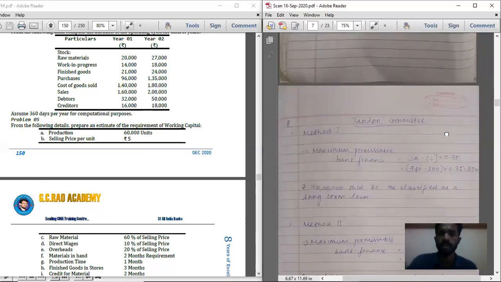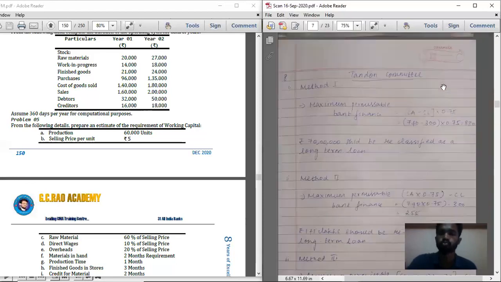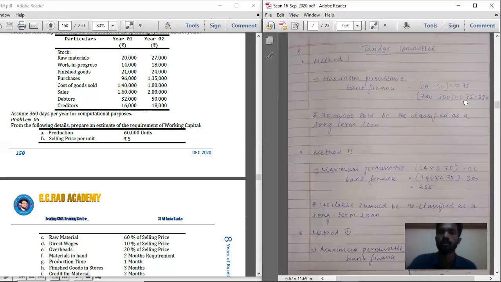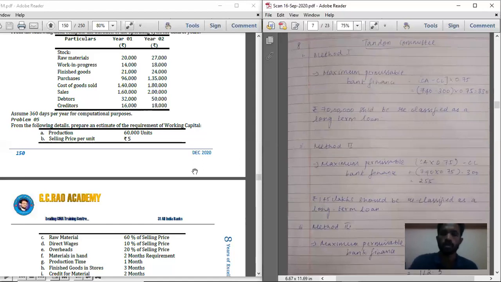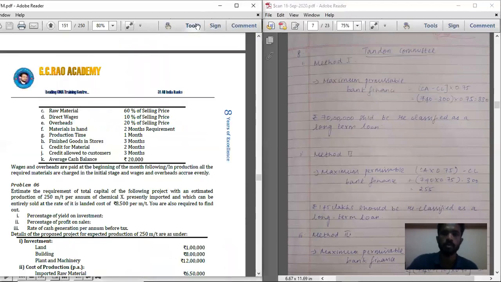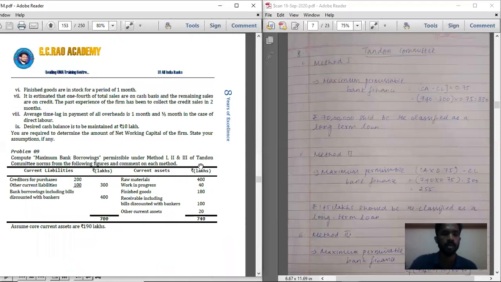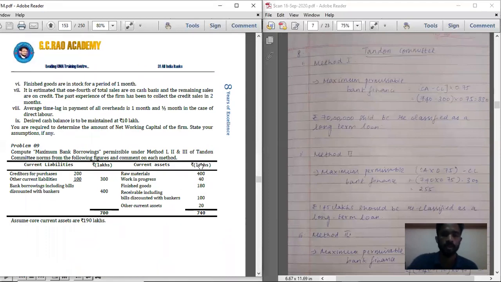So with this we have completed problem number 4. Now come to problem number 9. This is also an important concept which they might ask you in MCQs. What is method 1, method 2? They'll ask you. Very easy concept.